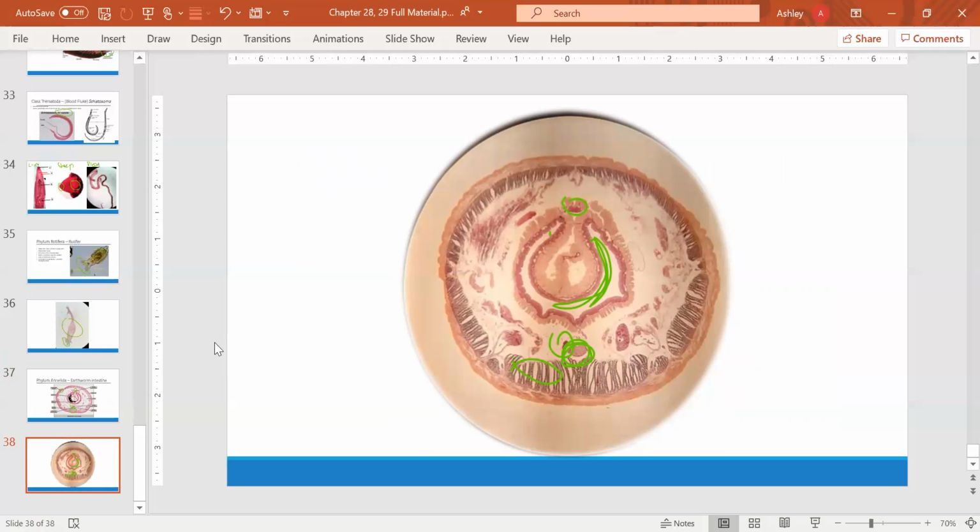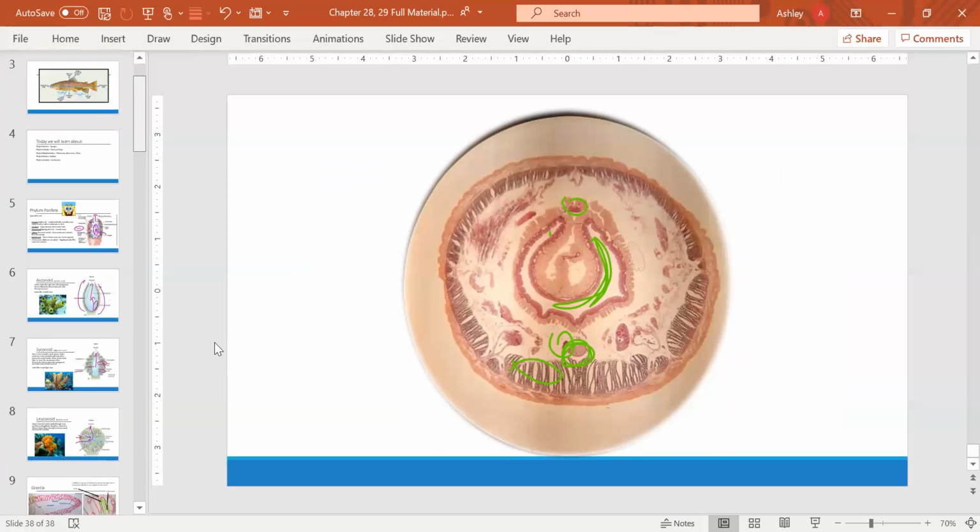So I hope that helps clarify it. Are there any questions you have about this chapter?